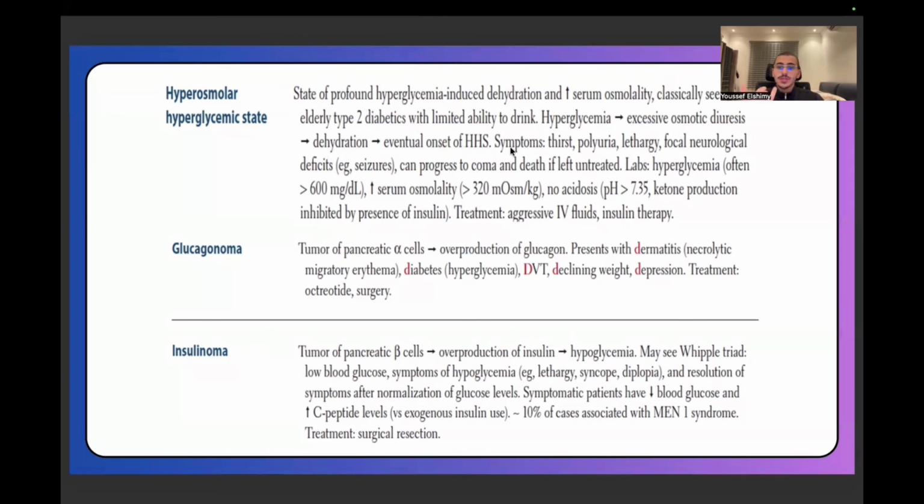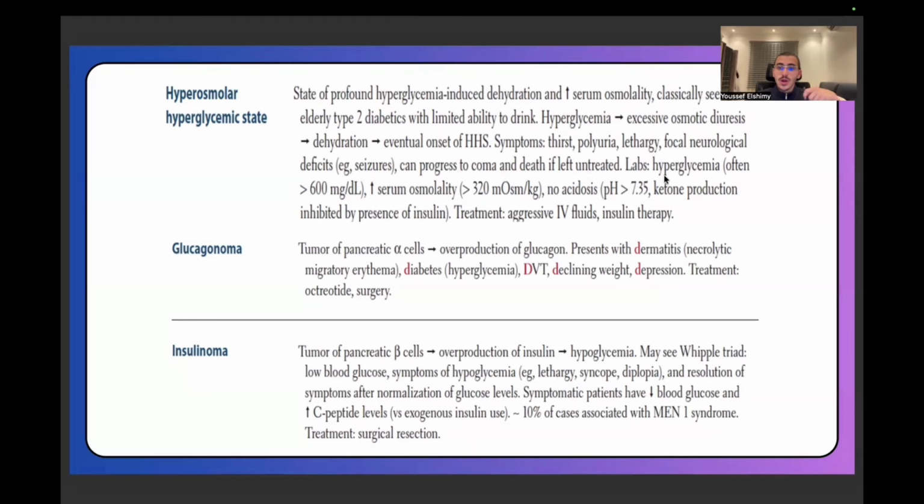What would be the symptoms? Thirst, because they're not drinking water enough, and they have a hyperosmolar state, so you always feel thirsty. They have polyuria because of the osmotic diuresis. They have lethargy, focal neurological deficits, because when there is a lot of glucose in the blood, the fluid is going to shift to the blood. So fluid from the brain would be affected, which affects the fluid homeostasis in the brain. This would lead to lethargy, focal neurological deficits, also seizures, and even progress to coma and death if left untreated.